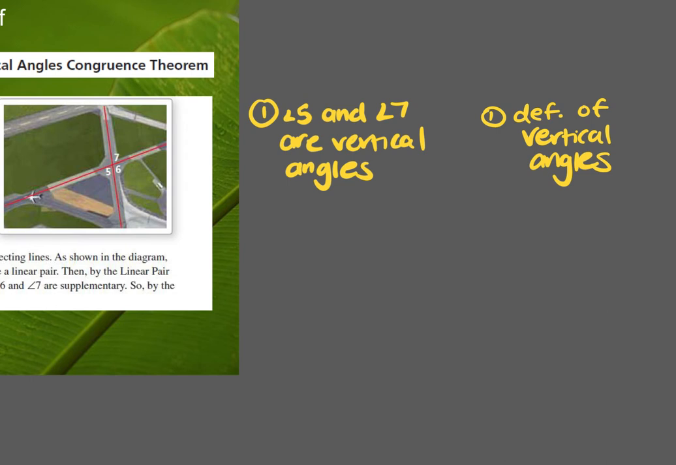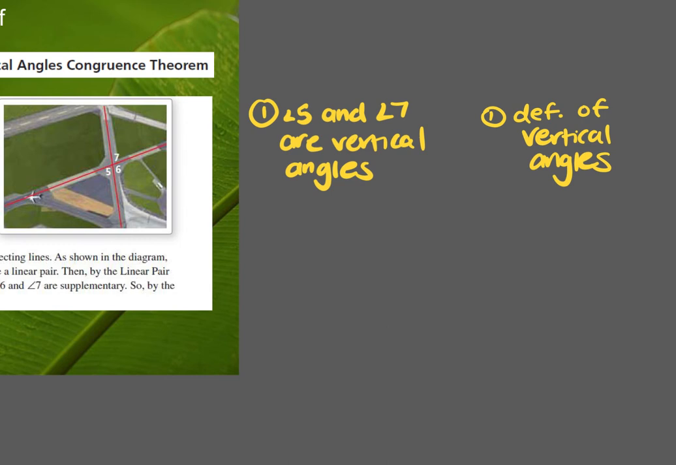Okay, so again, now that I know VAT, I could literally go to 2 and write angle 5 is congruent to angle 7, and the reason is vertical angles theorem. But we're going to prove it without knowing that. So based on that diagram that is there, what kinds of relationships can you set up outside of the vertical angles theorem?